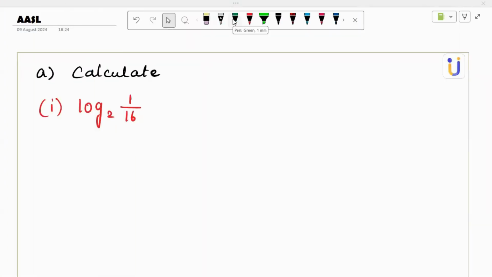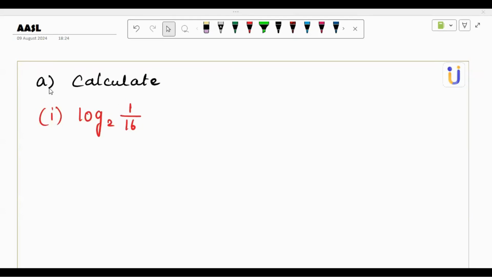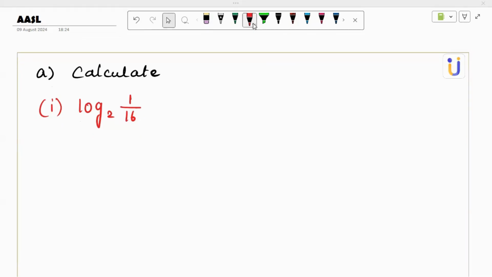Hello everyone, welcome to this video. In this particular video we are going to discuss AASL 2022 question number 8. This is a logarithm based paper, and let's start. The first part is very simple, evaluating the logarithms. So basic exponents and logarithms idea is enough to solve this, and it carries around 15 marks.